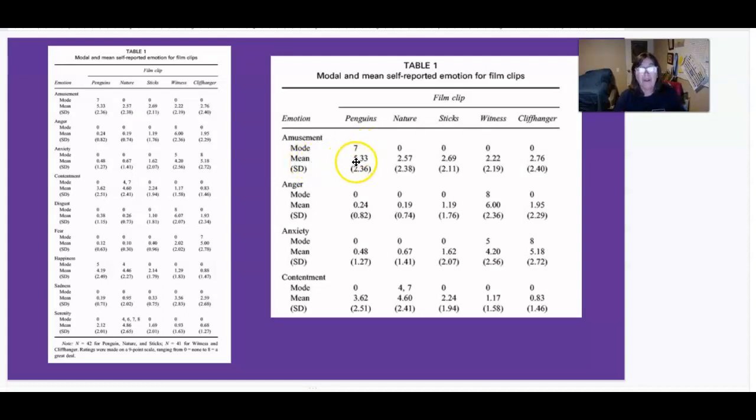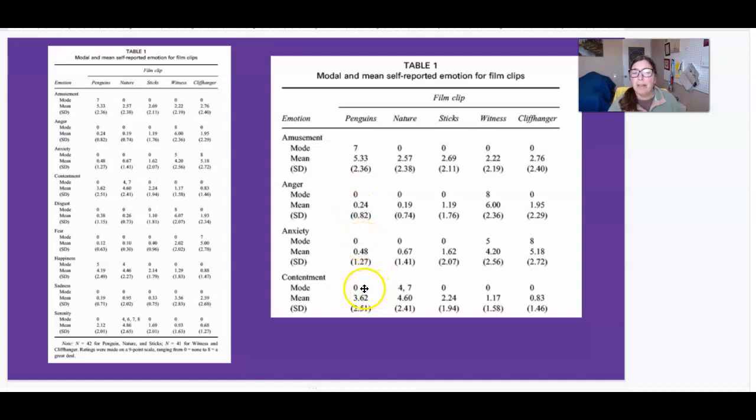And the mean, of course, is different. The mean adds up all the different answers, those 1s and 2s and the 3s and 4s, however many there were, and divides by the total number of participants who saw the Penguin movie. Of course, that will usually be less than the mode, in this case because the mode was so high. It also makes sense that the Penguin film elicited most commonly a 0 in anger, but somebody at least said something because there's a mean that's higher than 0. So somewhere in that average, a few people felt a little bit of anger, and that brought the average up above the mode. Same thing with anxiety and contentment.